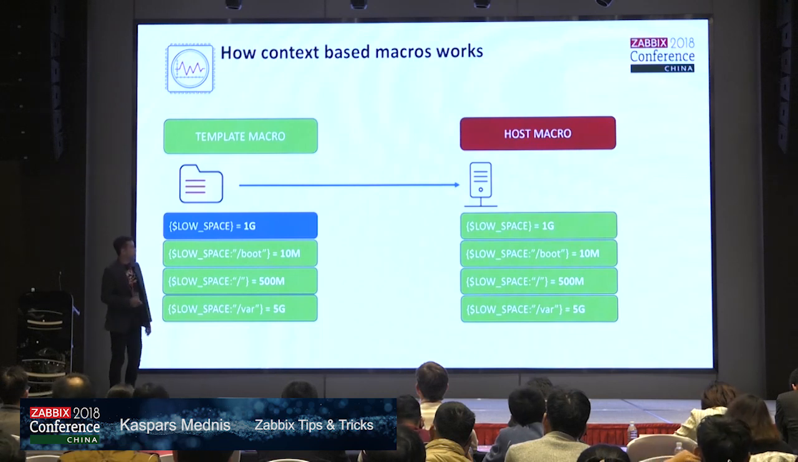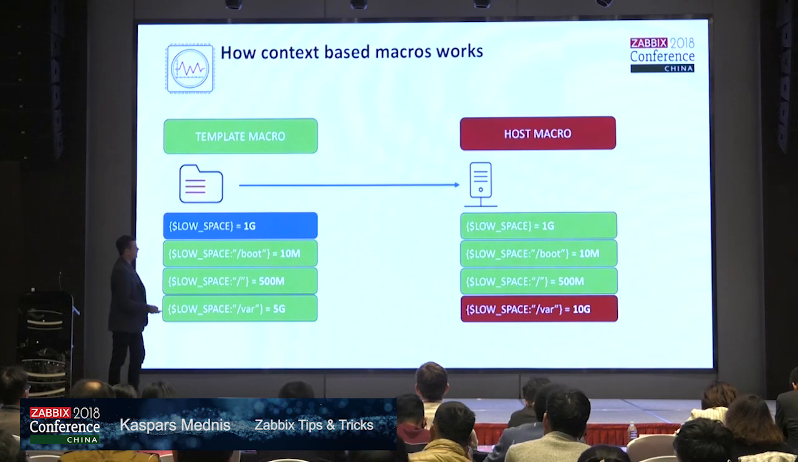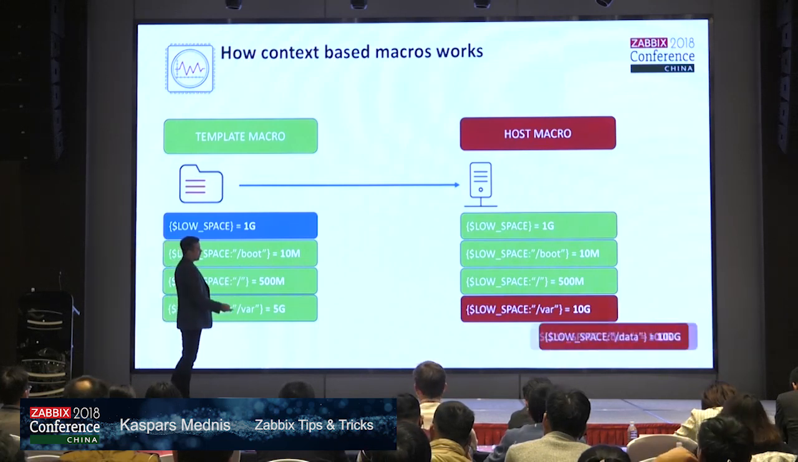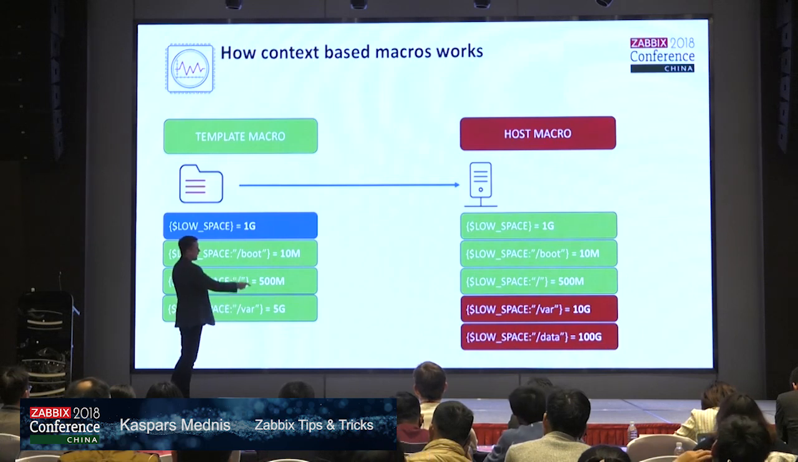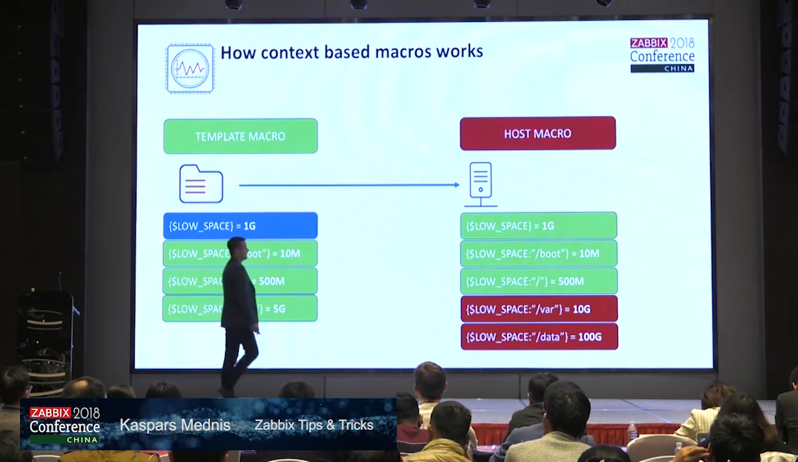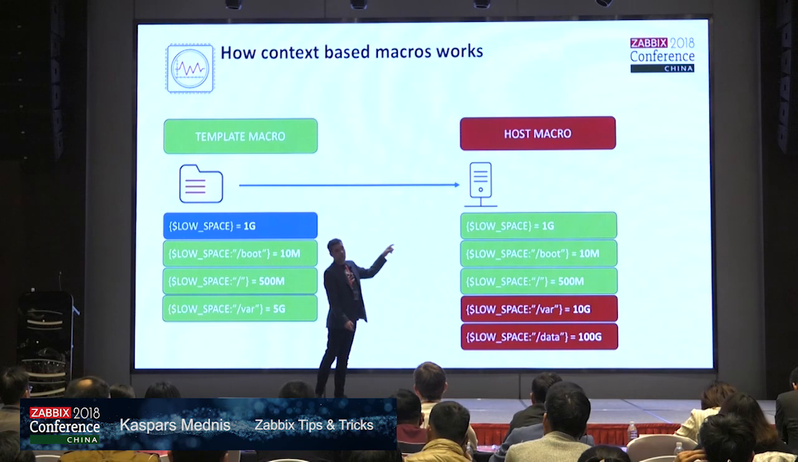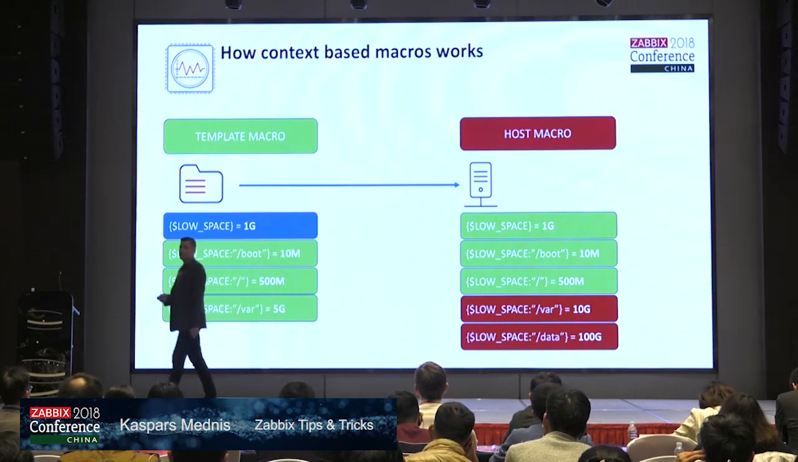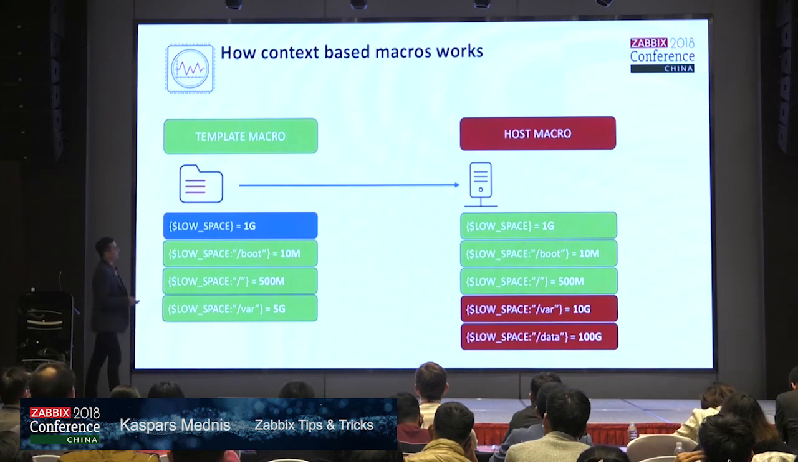And then you can assign this to the host. And then, if you need to change something, you can change the size of the data partition, or you can even add more. So if the data is unique only for this host, then you can add a macro on the host level, not adding it to the template.